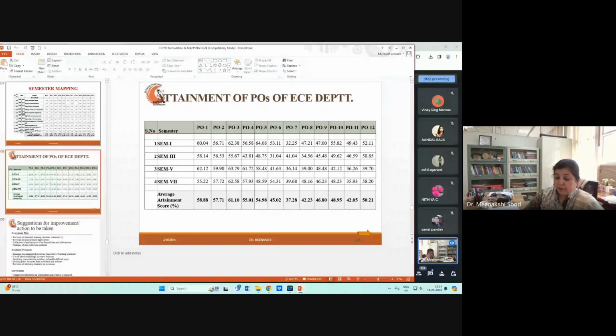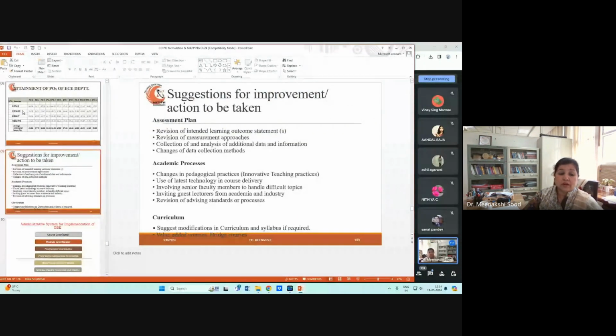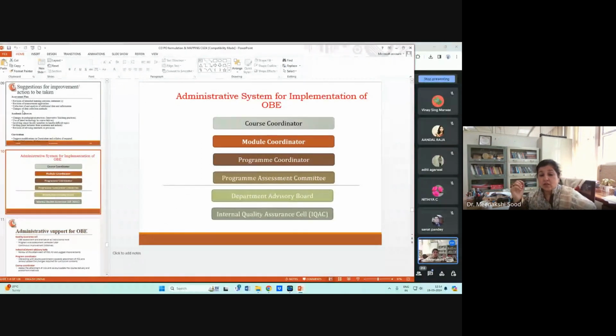So this is how the proper attainment part works. It is a challenging part and requires much more practice, I know, but I have just given you the idea of how to move on. A proper assessment plan should be there, an academic process should be there, and the curriculum should be designed after this. It cannot be done by a single person or by just a team of 2 or 3 people.